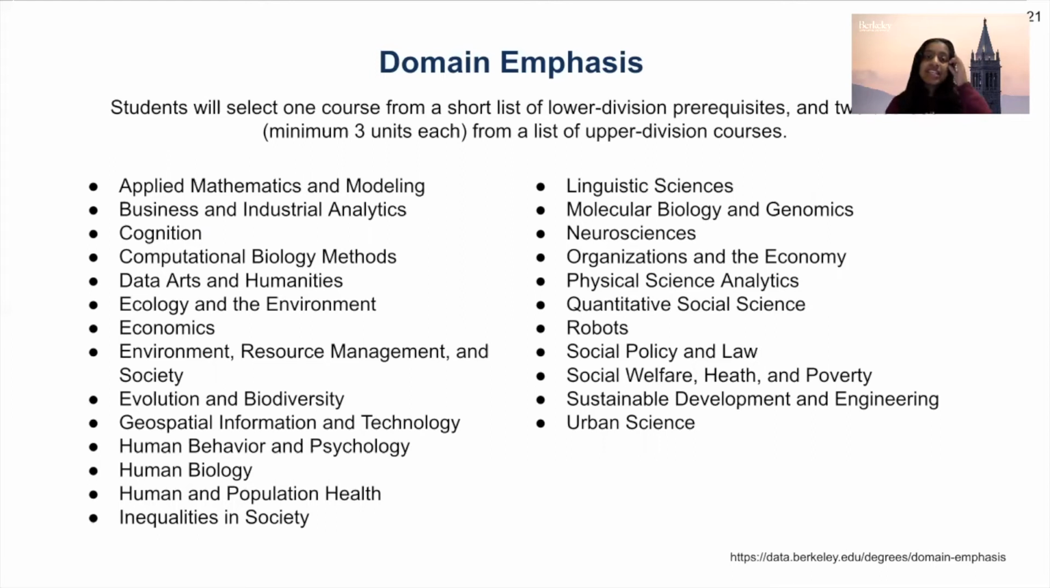So there's a wide range of emphases to fit one that matches your interests and your passions and your experiences. For the domain emphasis, you will have to take one lower division prerequisite class. And then along with that, take 2 upper division classes within that emphasis. And you can find the specifics about what classes qualify for each emphasis on the data science website. If you want some help picking a domain emphasis or figuring out which classes to take, feel free to reach out to us for any questions about that.